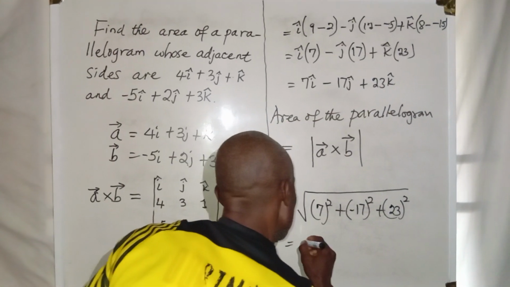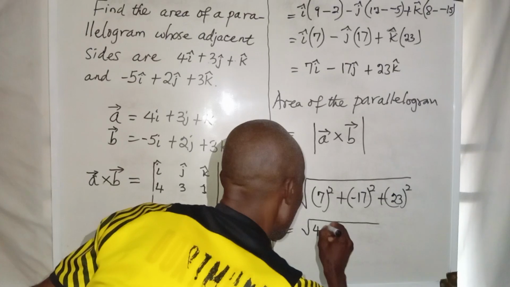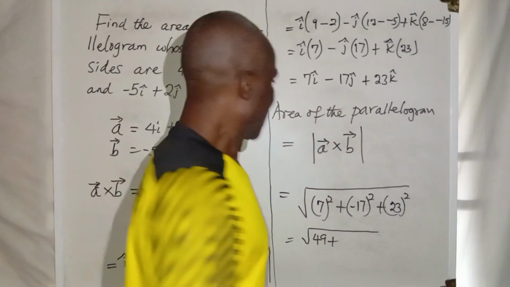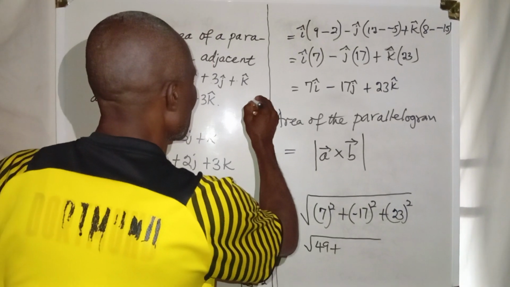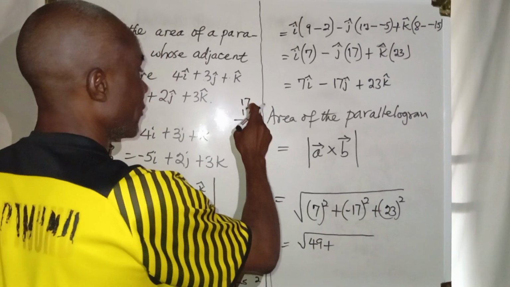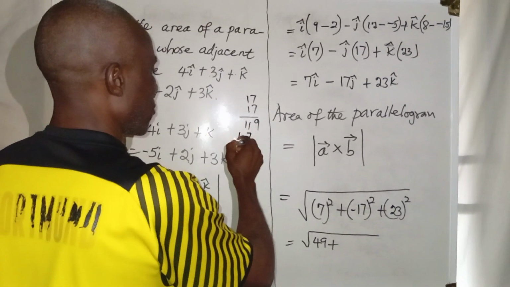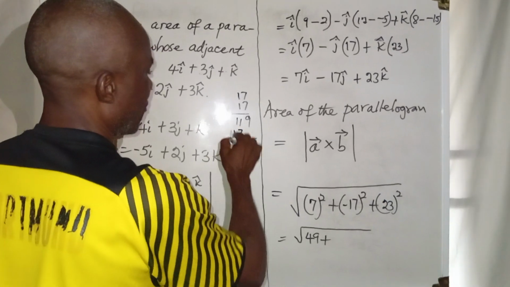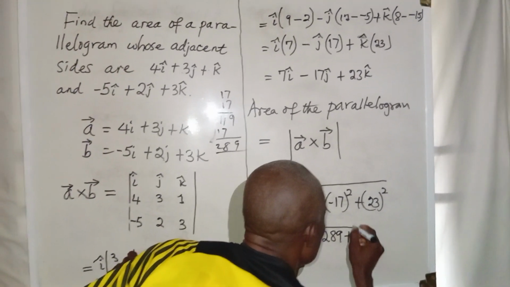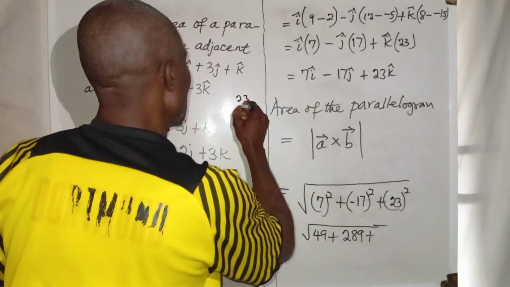We evaluate this. 7 squared is 49. -17 squared is plus 17 times 17. Let's do it out: 7 times 7 is 49, carry 4. 7 times 1 is 7, plus 4 is 11. 1 times 7 is 7, 1 times 1 is 1. We have 289. And 23 squared is 23 times 23.